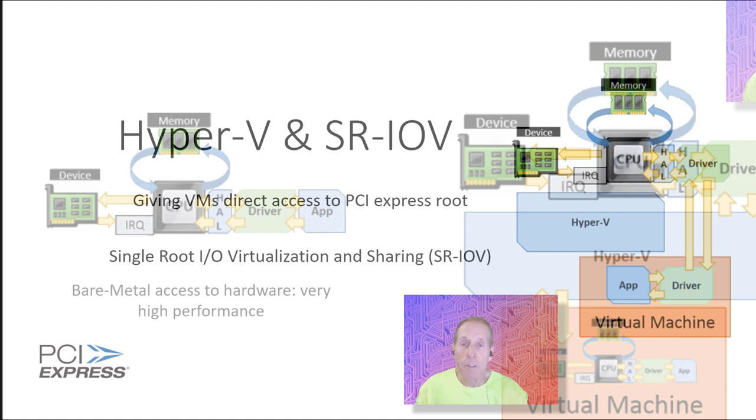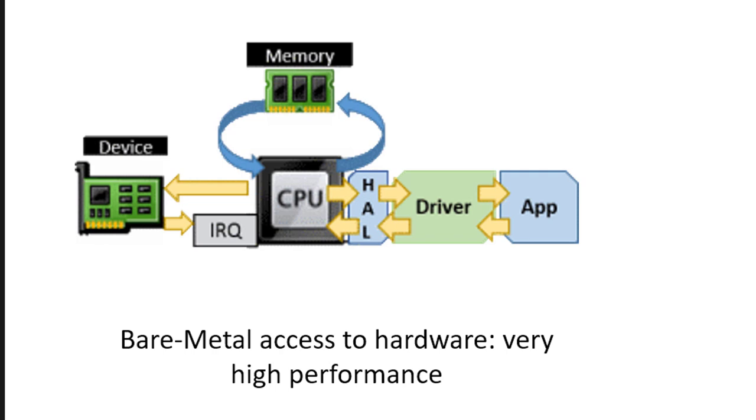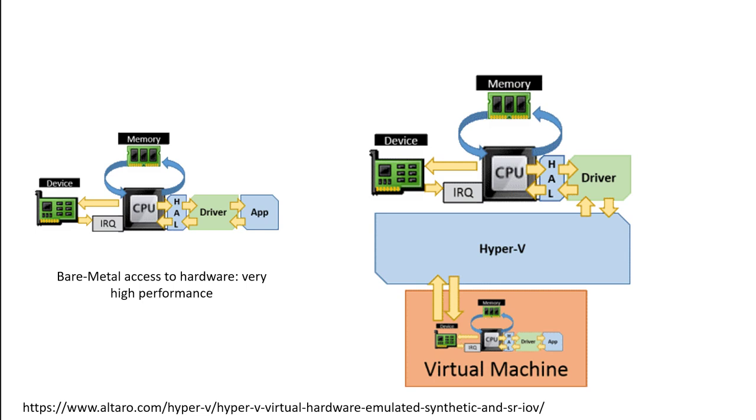Take a look at the graphic on your left. This is a typical high-performance server, one operating system, one application, everything directly talks to hardware. You're going to get incredible performance out of this server if it has enough hardware resources. Come over here to your right, and now you can see we've got a virtual machine, the hypervisor, and you can immediately see that there's a lot more layers between the application and the virtual machine and that high-performance storage controller or my high performance network card, and that's going to impact performance.